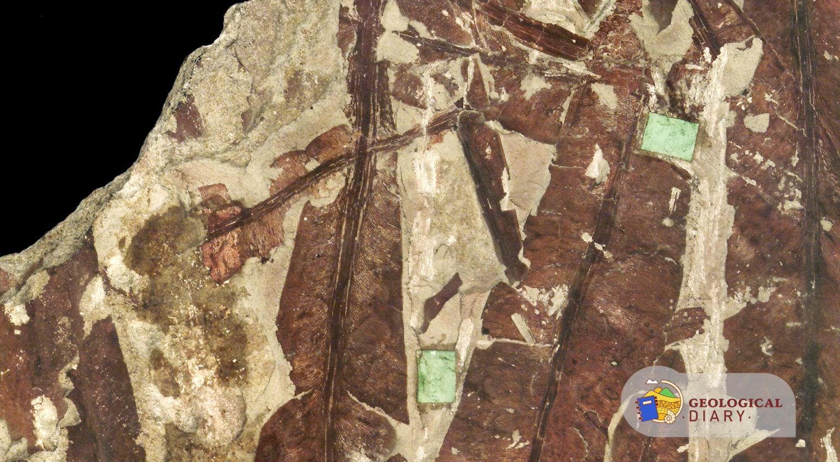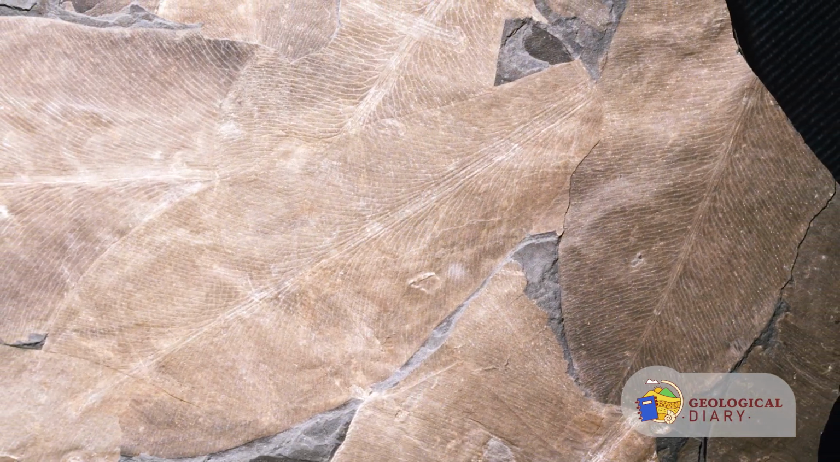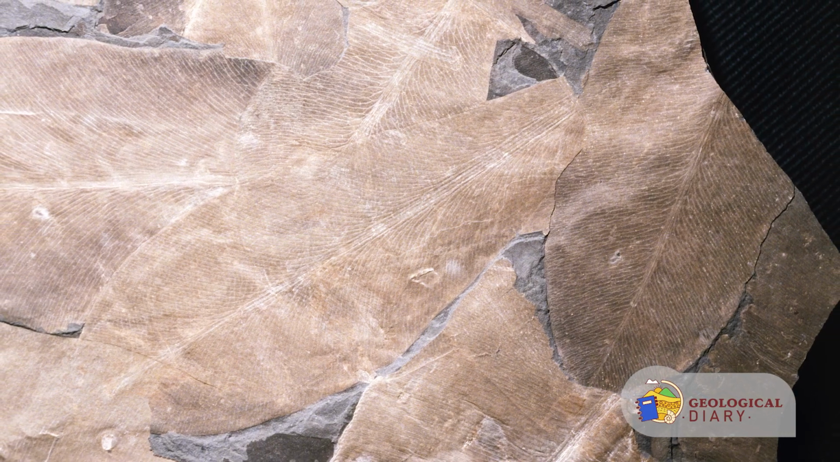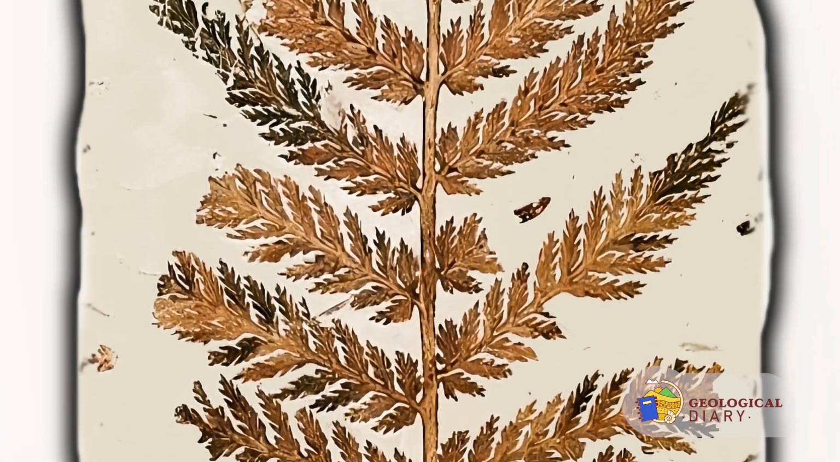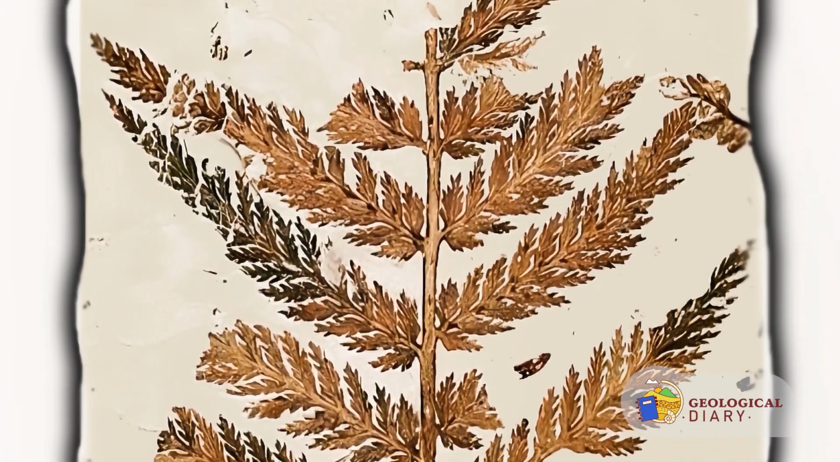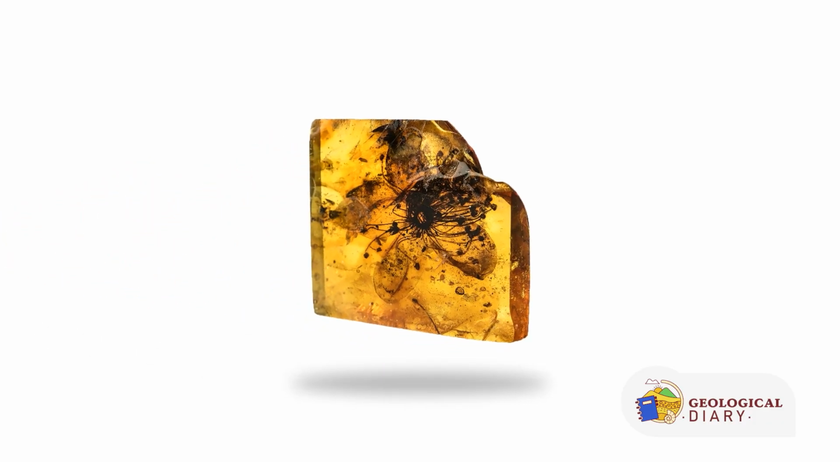If the film of carbon is removed from a fossil preserved in fine-grained sediment, a replica of the surface of that particular fossil may remain. In this case, it is called an impression, and it may still show great detail of the organism. Preservation in natural resins such as amber is another unique and fascinating way in which fossilization occurs.